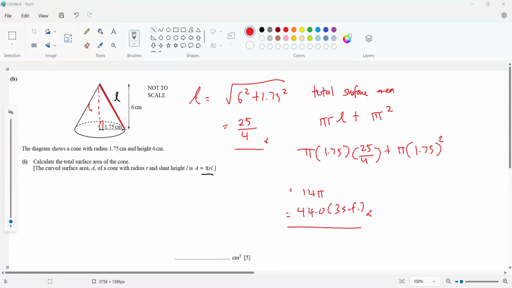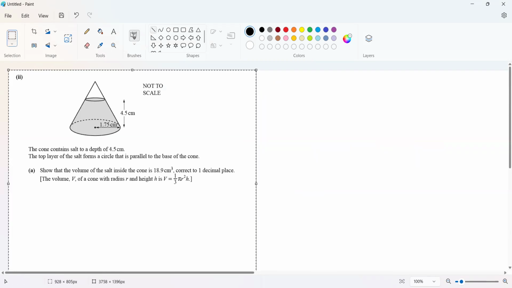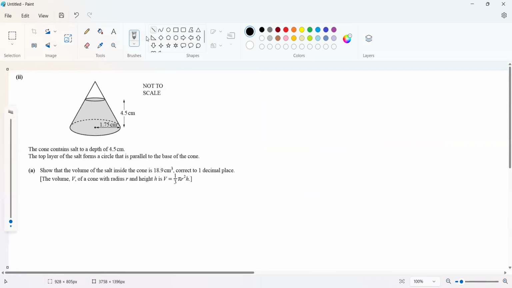So in B part 2, we have the cone filled up to a certain degree. The cone contains salt to a depth of 4.5 cm. The top layer of the salt forms a circle parallel to the base of the cone. Show that the volume of the salt inside the cone is 18.9 cm cubed, correct to one decimal place. So we can consider this to be 4.5, and we can still consider this full height as part of the previous question. The height given to us there is 6.